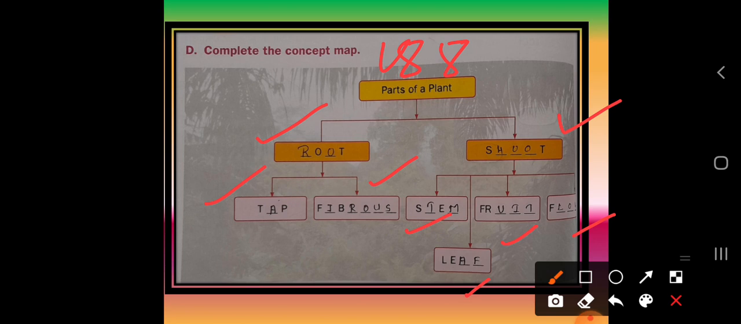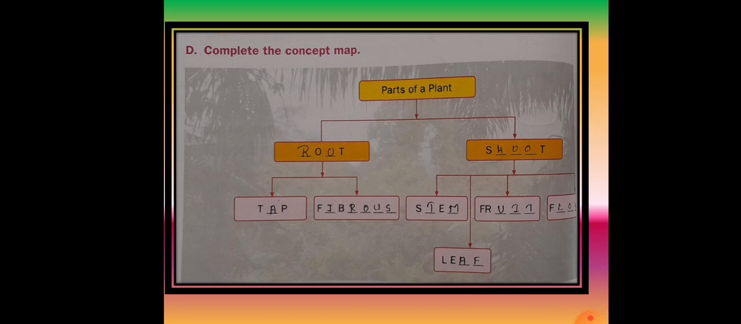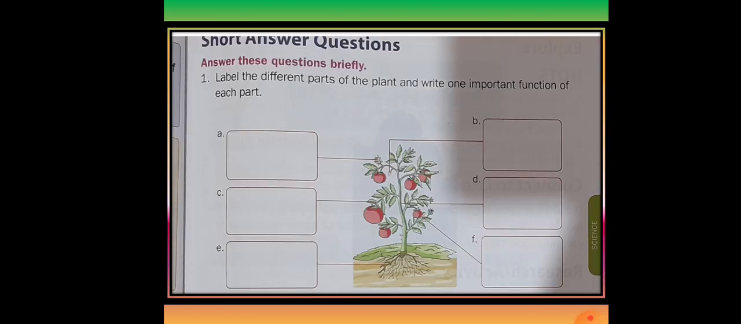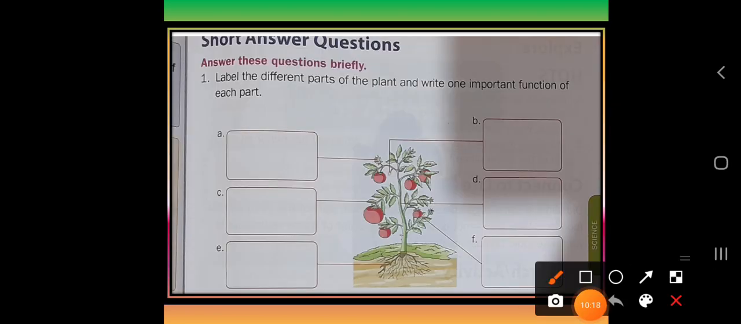I have already completed this fill in the blanks. You have to write it once again in your notebook as well as the textbook. Okay, so just complete it. Okay dear students, I hope there is no confusion about the parts of a plant. We have already discussed the question. So dear students, again on the page, that is the short answer question, answer these questions briefly.